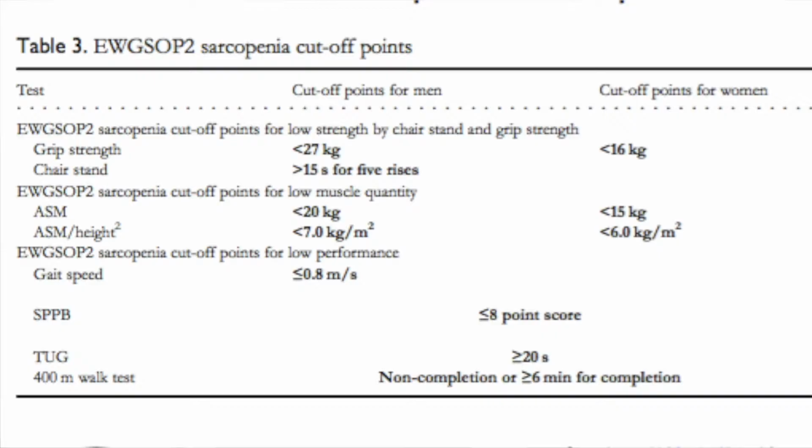After this, you should take the highest value and compare it to the cutoff points set by the European Working Group on Sarcopenia in Older People. As seen, everything below 27 kilograms for men and 16 kilograms for women indicates probable sarcopenia. Okay, now we can move on to the testing.